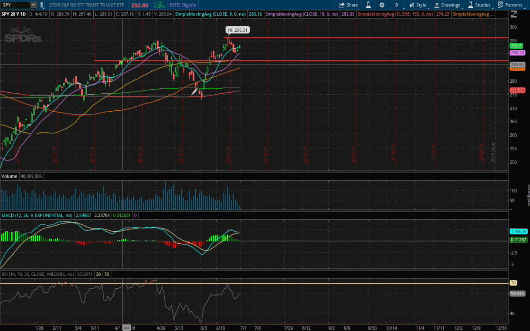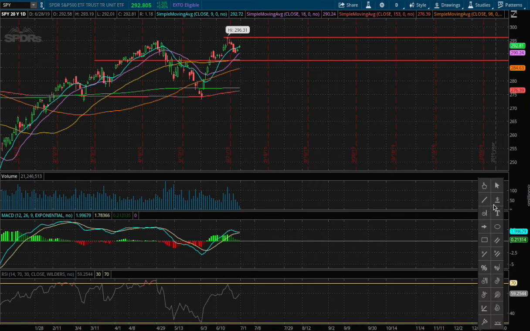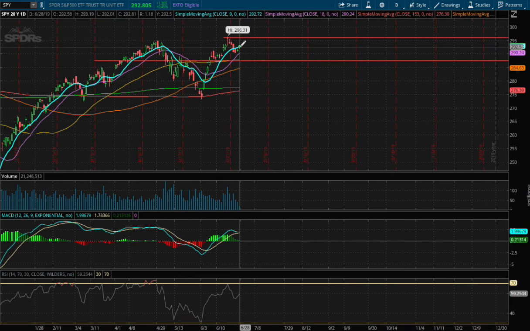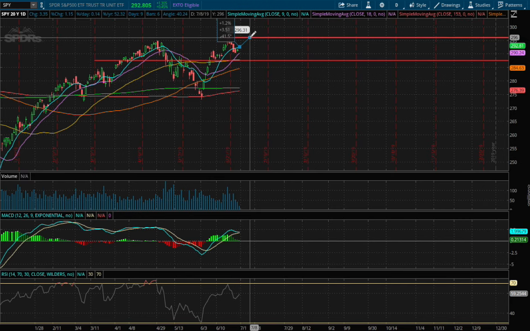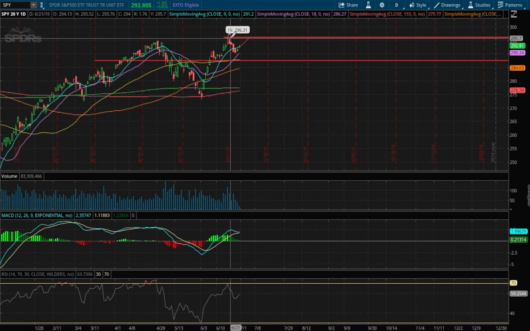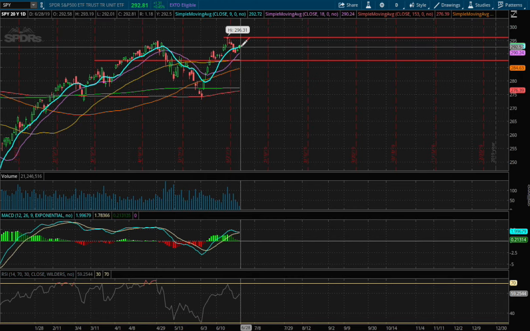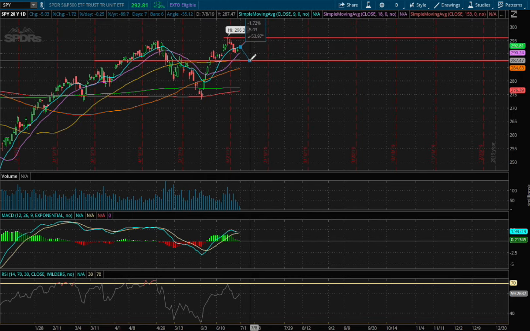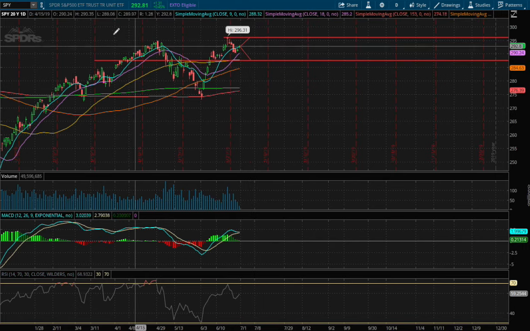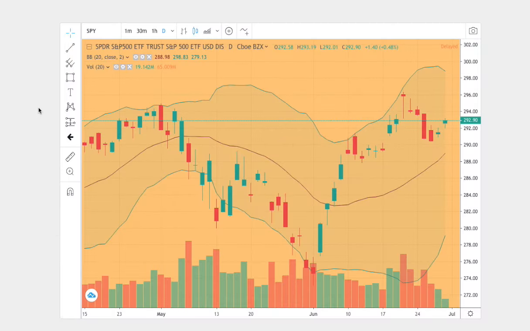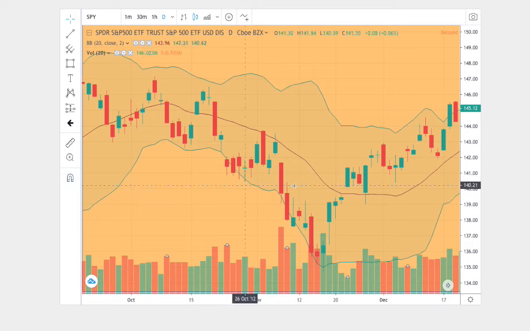287.77. So if we were to get positive news on the talks over the weekend, that price movement is roughly around a 1.2% move up, making another all-time high. And if we were to get negative news, that price movement is around a 1.7% move down.